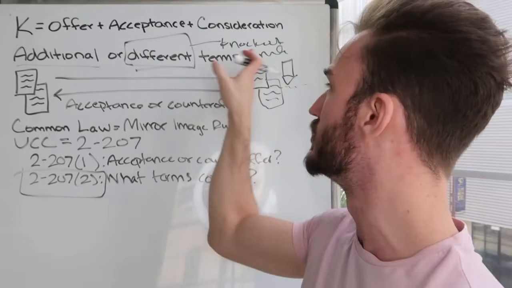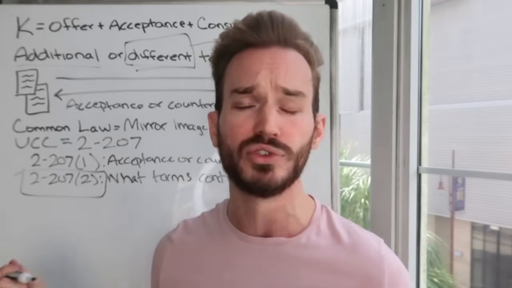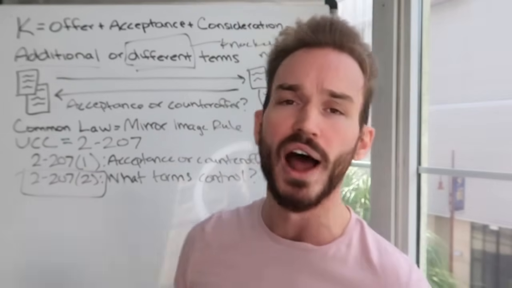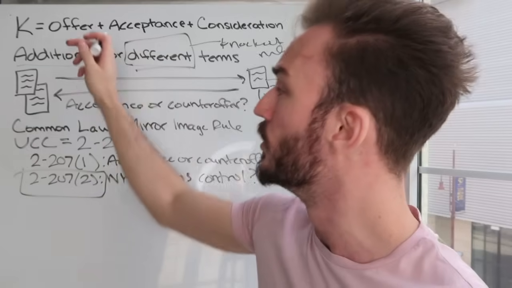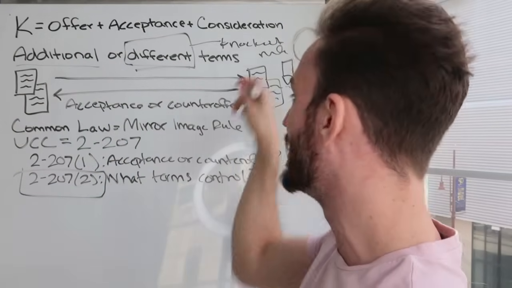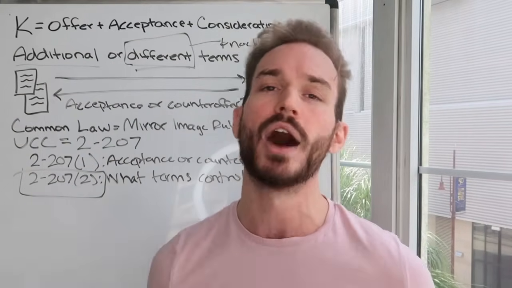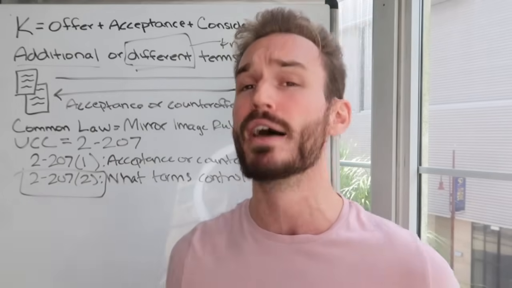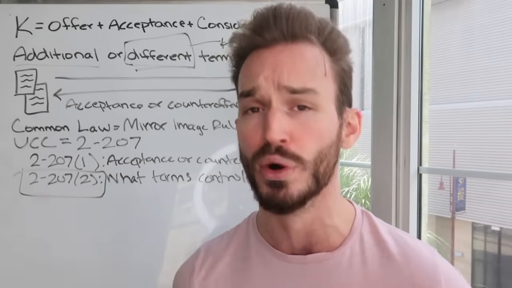Some jurisdictions will go with the knockout rule. They don't care about 2-207(2), whether the parties are merchants or not, and they're just going to say knockout rule, kill the term in the original and in the new, and knock each other out and just plug in gap fillers. But that's everything that we need to know, guys, for 2-207.